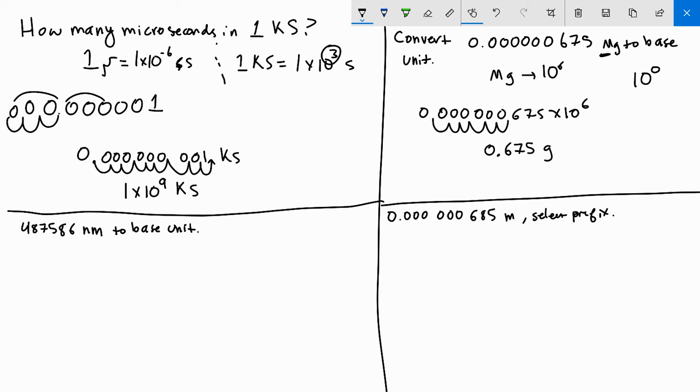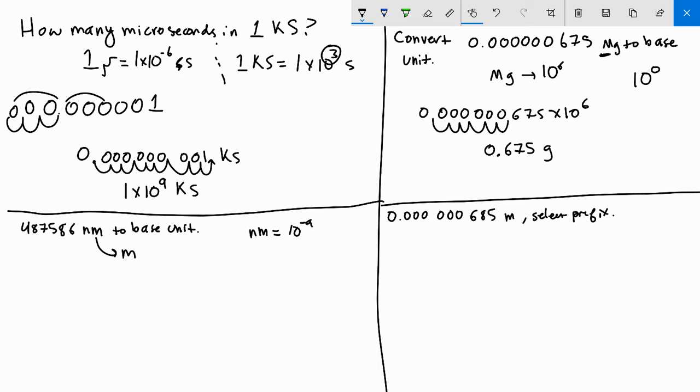Cool. Next one. This is another base unit problem. I've got 487,586 nanometers, and I want to get to my base unit. Since it's nanometers, I want to get to meters. So let's write it out. First thing we should know is that nanometers is the same thing as 10 to the negative 9.